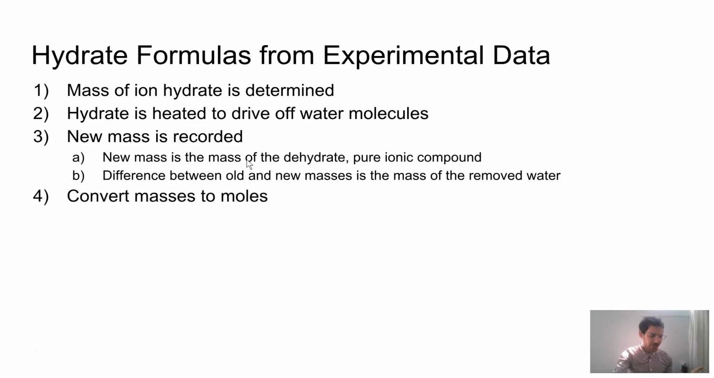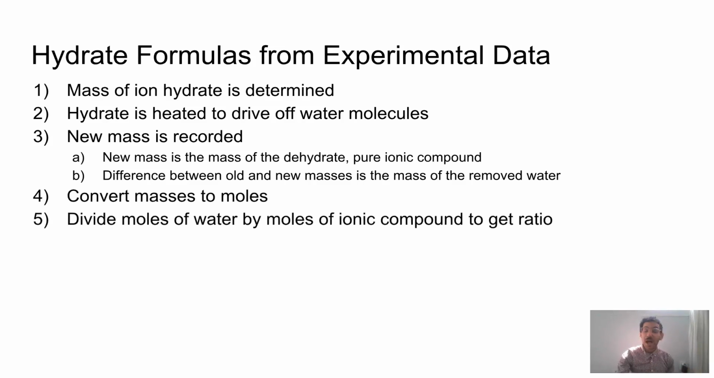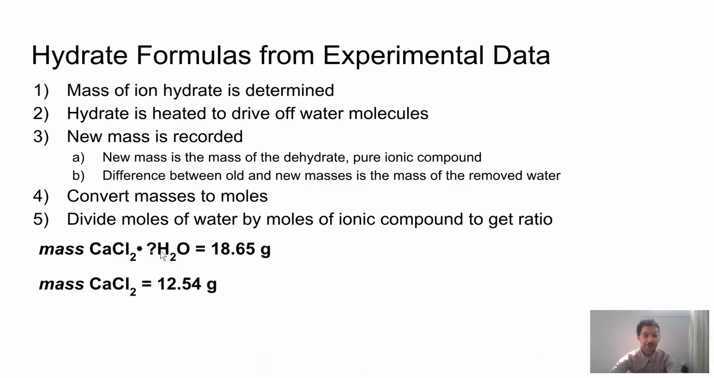Okay, so then I'm going to convert these masses into moles. I'm going to divide my moles of water by the moles of ionic compound to get the ratio between them. So let's look at an example. I know I've got a mass of an unknown hydrate. I have a mass of the pure ion, and yep, that's all I'm given for starters.